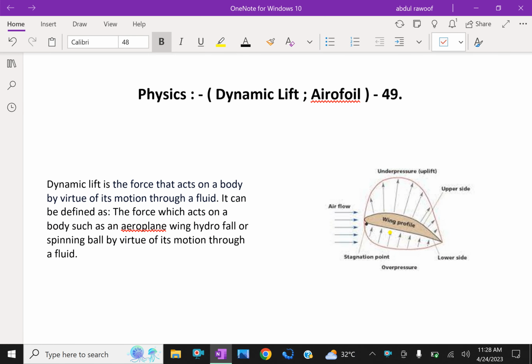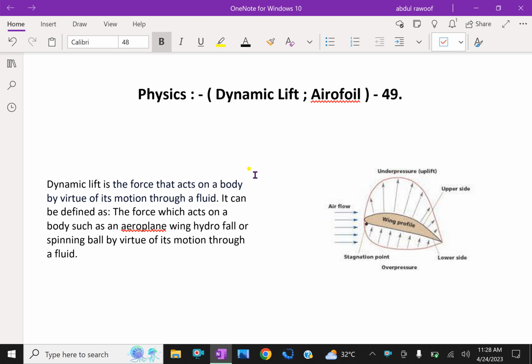Welcome to aminacademy.com. In physics, we'll discuss dynamic lift and airfoil. Dynamic lift is the force that acts on a body, such as an airplane wing, a hydrofoil or a spinning ball, by virtue of its motion through a fluid.